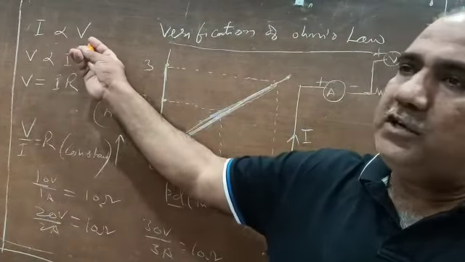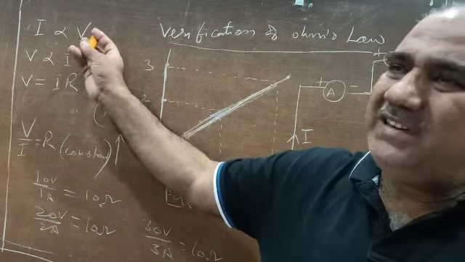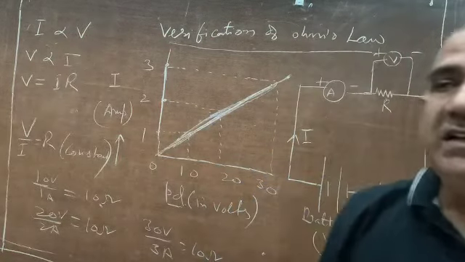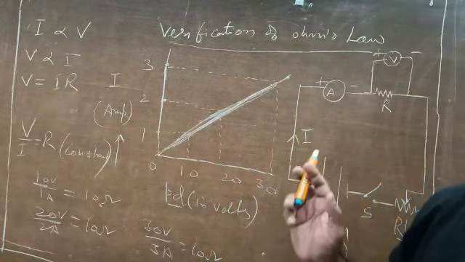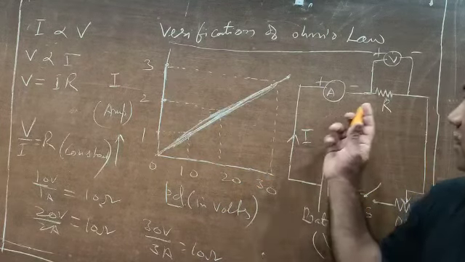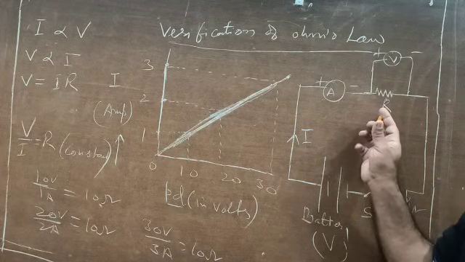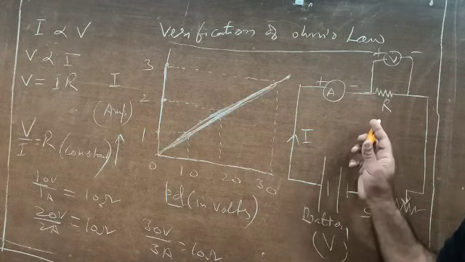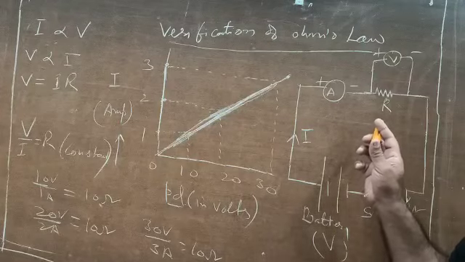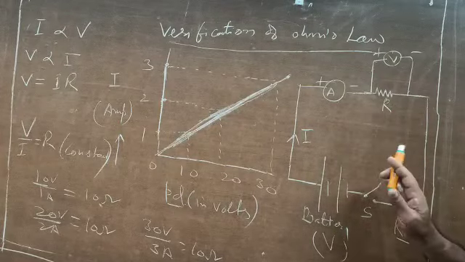And the statement of Ohm's law is like this: the current flowing through a conductor is directly proportional to the potential difference applied across its ends, keeping the temperature and physical conditions of the resistance the same. Here we have taken already one resistance. Its temperature we will try to keep constant, and physical conditions means length and area of cross section will not change.